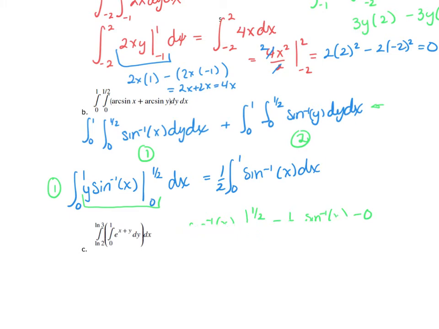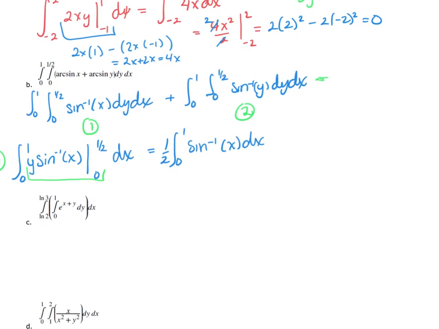I don't know off the top of my head what the sine inverse integration ends up becoming, but without looking it up on an integration table, I can do it by integration by parts. So we're going to let u equal the sine inverse of x, and du is going to be 1 over the square root of 1 minus x squared. dv is going to be dx. Then v is going to be equal to x.